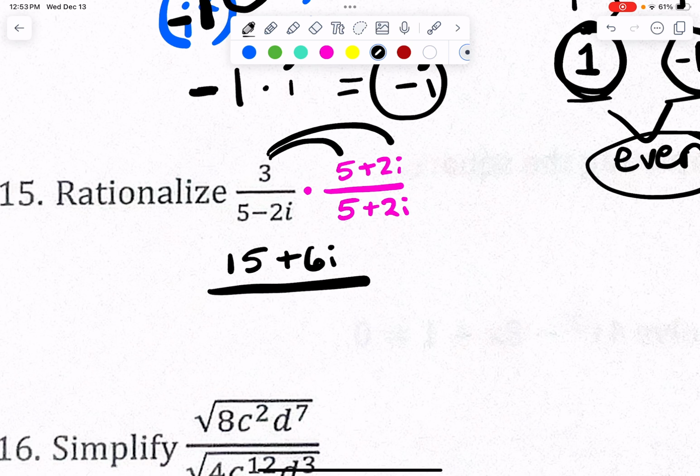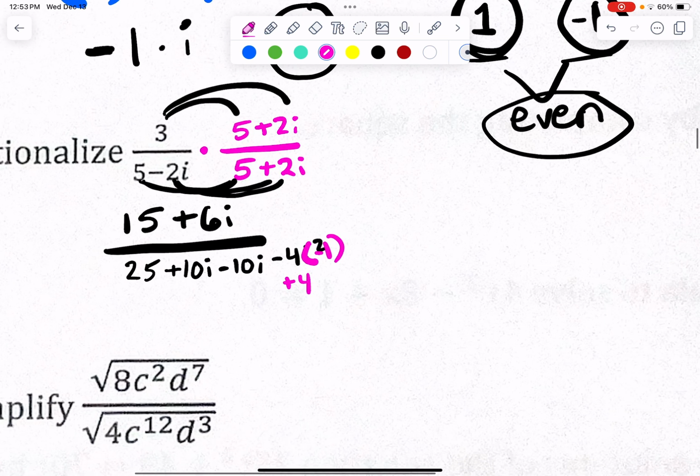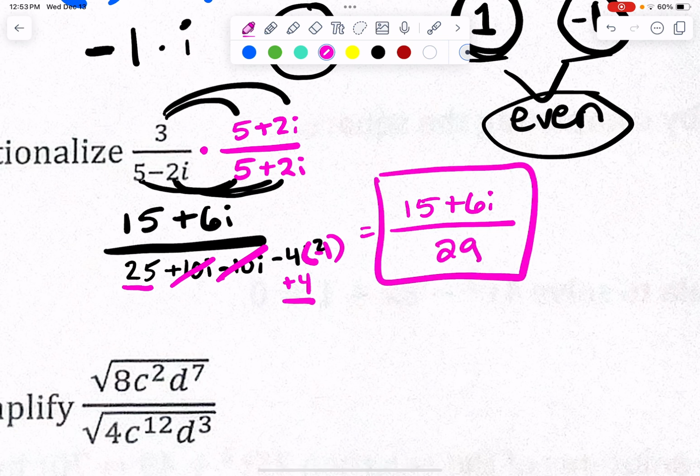Okay, on the bottom, I'm going to write out all my work. If you don't want to write down the part that you know is going to cancel, you don't have to. 5 times 5 is 25. 5 times 2i is plus 10i. Negative 2i times 5 is minus 10i. And negative 2i times 2i is negative 4i squared, which will change to plus 4 instead of minus 4, because i squared is negative 1. All right, 15 plus 6i is what I have on top. On the bottom, the 10i's cancel, so I have 25 plus 4, which is 29, and that is all.